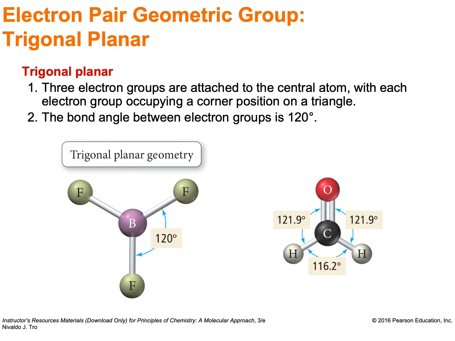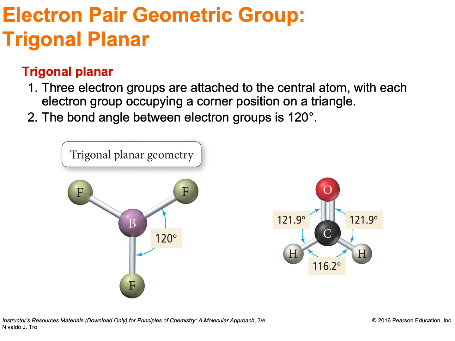The next family we want to discuss is called trigonal planar, which results from molecules that have 3 areas of electron density around the central atom. Let's first describe the electron density, electron pair density.